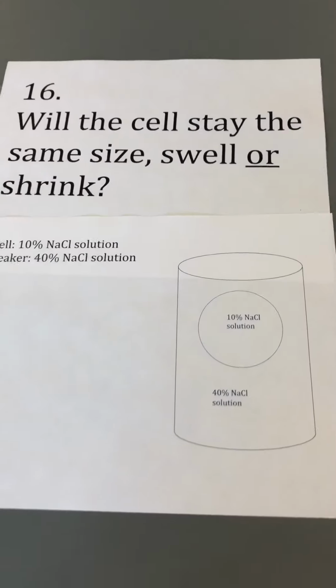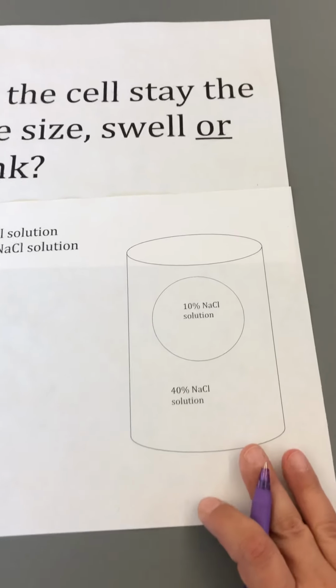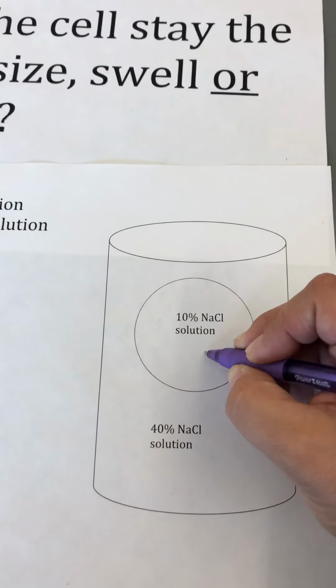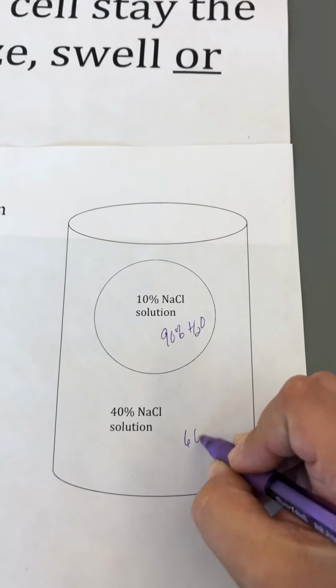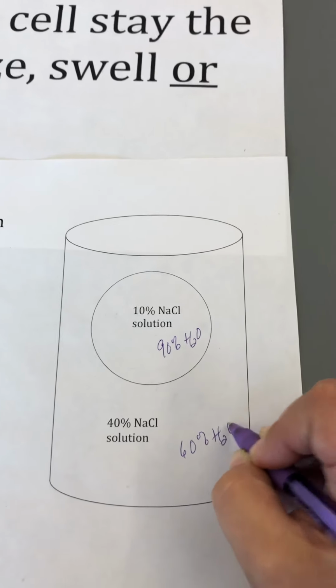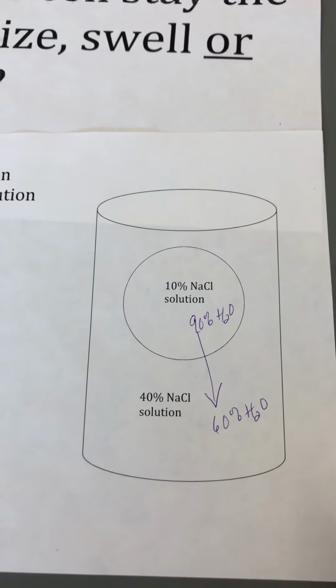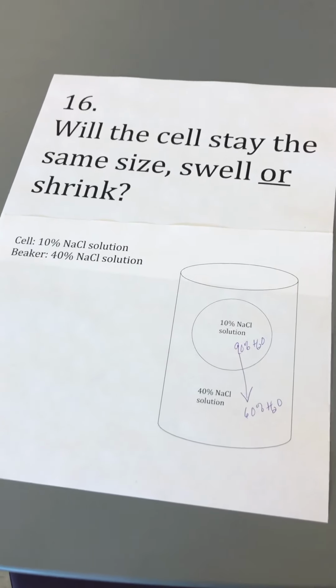Will the cells stay the same size, swell, or shrink? And this is the same example as the one that I just went over. And again, this is 90% water in the cell, 60% water outside. Water moves from high to low, so that cell will shrink. Shrink is the correct answer.